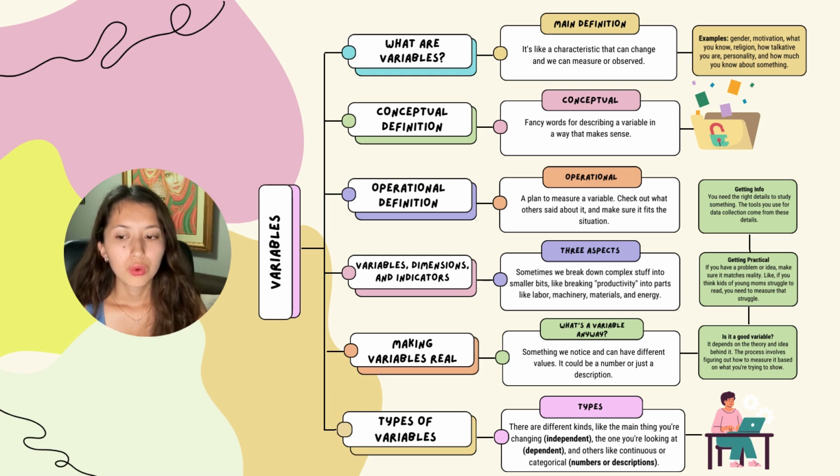While we're investigating a variable, we have to take this question in mind also: is it a good variable? It depends on the theory and idea behind it. The process involves figuring out how to measure it based on what we're trying to show. Now, we also need to be practical. If we have a problem or idea, we have to make sure it matches reality. For example, if we think kids of young moms struggle to read, we need to measure that struggle.